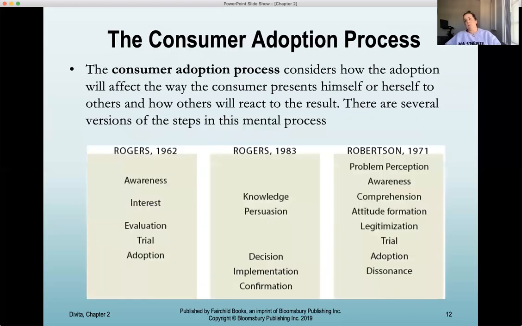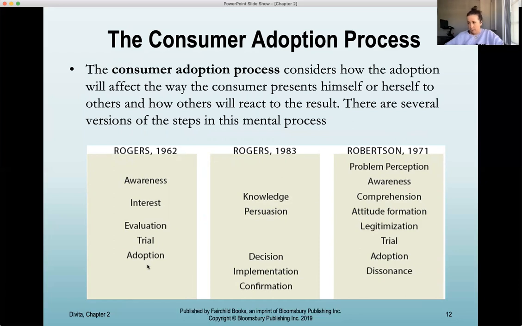The consumer adoption process. The consumer adoption process considers how the adoption will affect the way the consumer presents himself or herself to others and how others will react to the result. There are several versions of the steps in the mental process. So we start out with awareness, interest, evaluation, trial, and adoption.